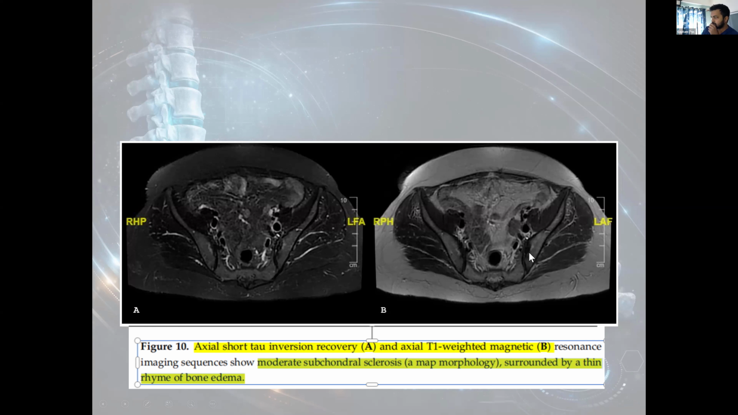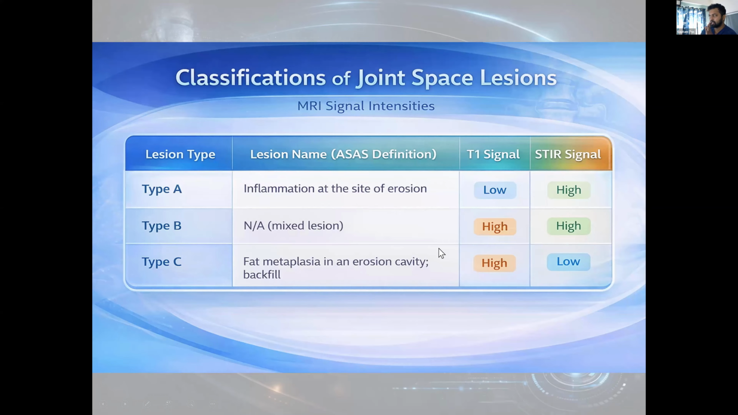And there is another classification which I saw. Type A, the inflammation at the site of the erosion will be there. Type B, it will be mixed. Type C, there will be fat metaplasia. Based upon the T1 and the STIR, we can differentiate between the types.